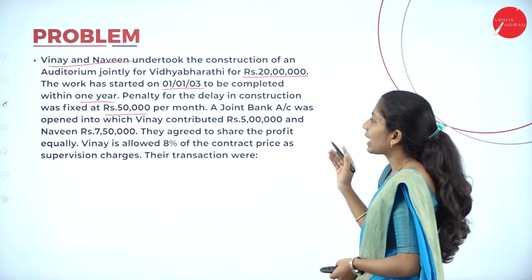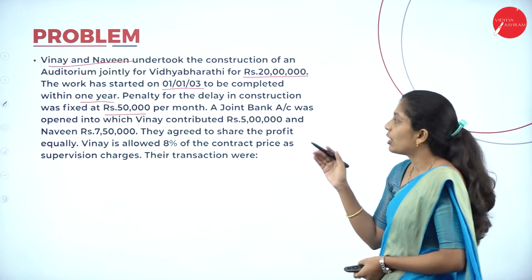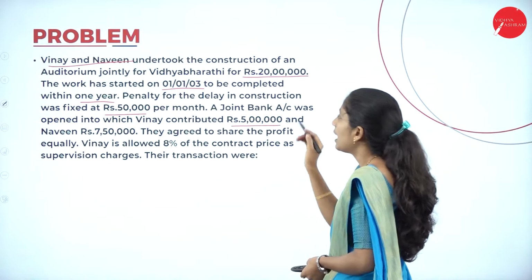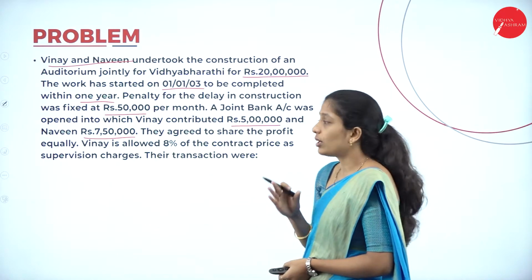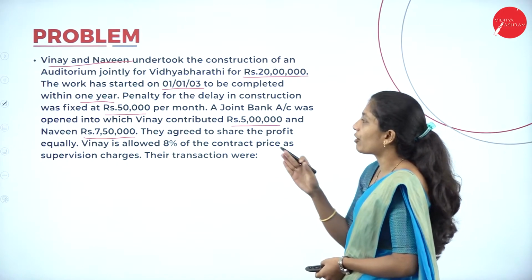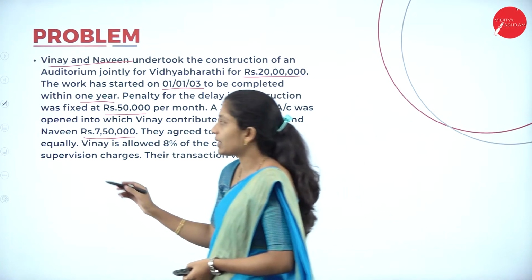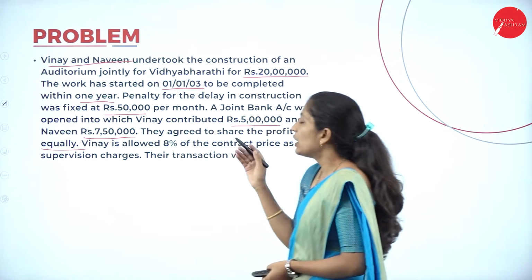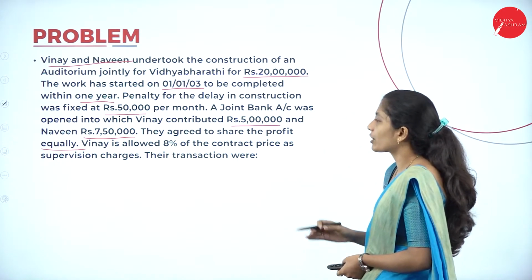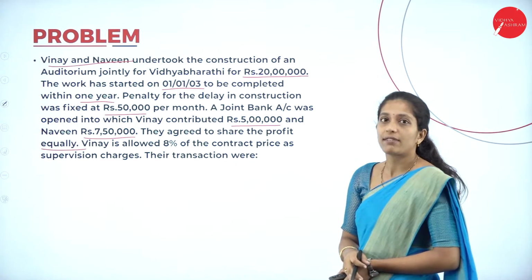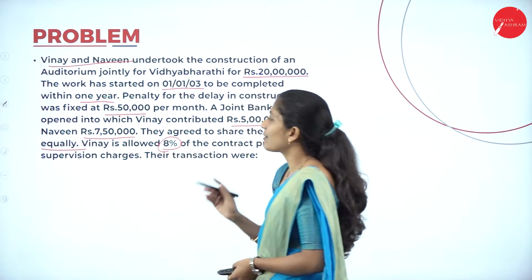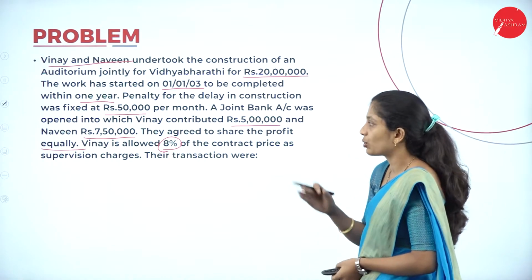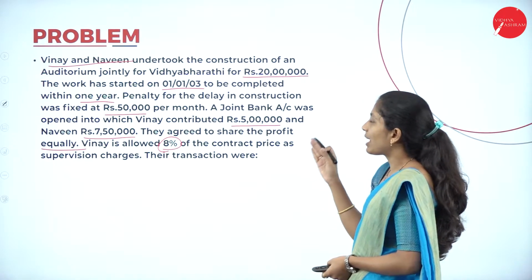A joint bank account was opened into which Vinay contributed 5 lakh and Naveen contributed 7,50,000. They have agreed to share the profit equally. So here they have given their profit sharing ratio 1:1. Vinay is allowed 8% of the contract price as supervision charges. So here 8% of the contract price is given as supervision charges to whom? To Vinay. Their transactions were.